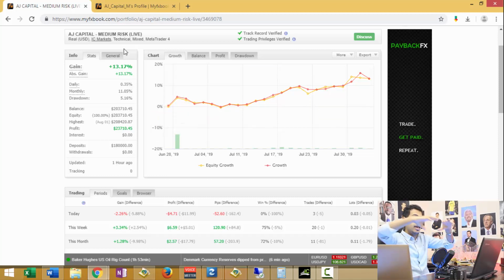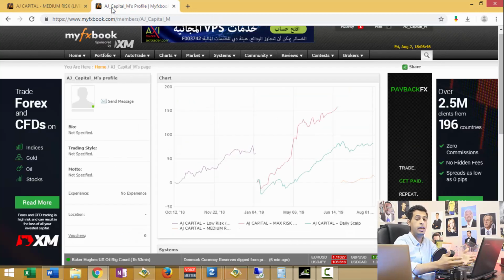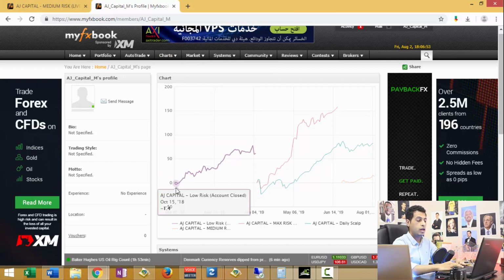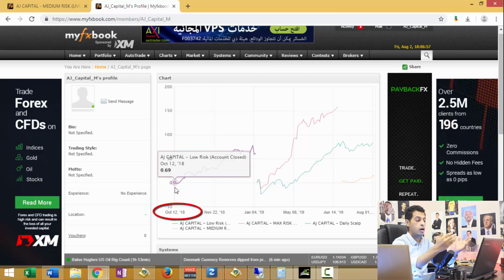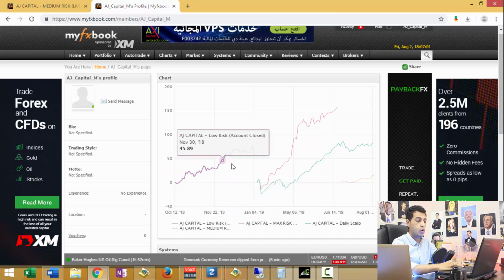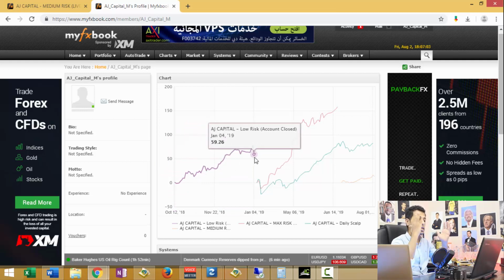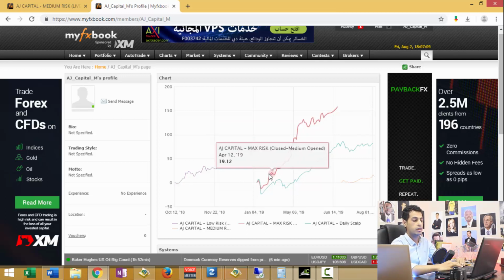And if we take a bigger picture of our overall performance, we would go to the main page of our own account in myfxbook, and you will see that we actually started to track our record officially right here since October of the year 2018. We started with the low risk, and right here we closed down the low risk account, took all of the funds and opened a new account, which is the maximum risk.